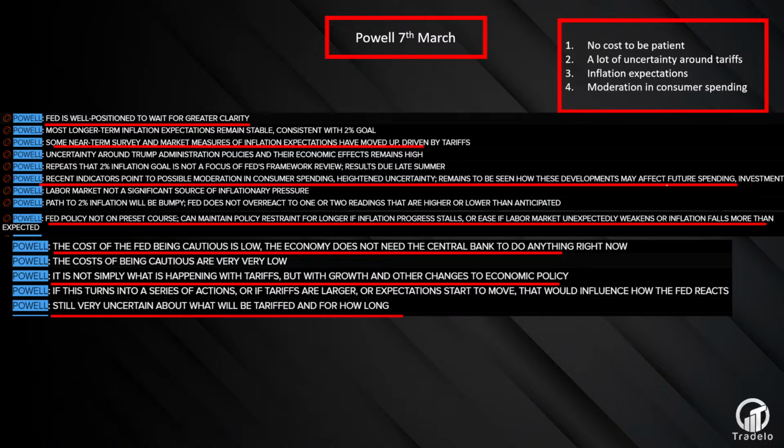In other words, what is Powell's stance? Well, he told us, look, the Fed is very well positioned to wait for greater clarity. In other words, our policy is so well positioned that we can afford to wait.